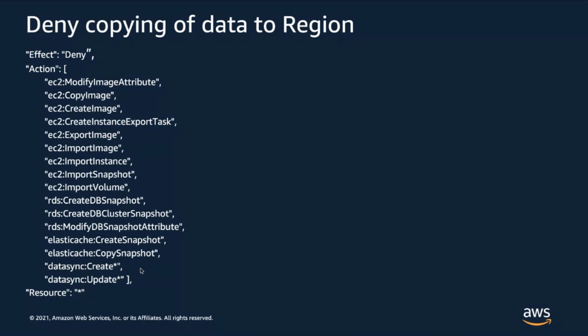Right now, RDS create DB snapshot only goes to the region. That will change in the future. But for now, you would want to block that to prevent the data from going to the region. Same with Elasticache, its snapshots only go to the region today. And DataSync can be used to configure replication of S3 on Outpost data to S3 in the region. So you'd want to block that. I'm going to do that for all resources.